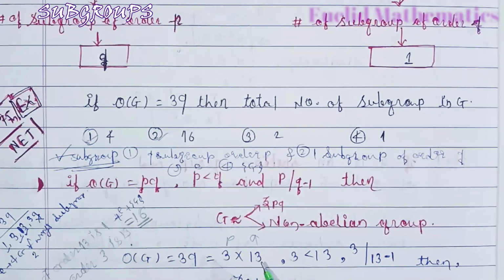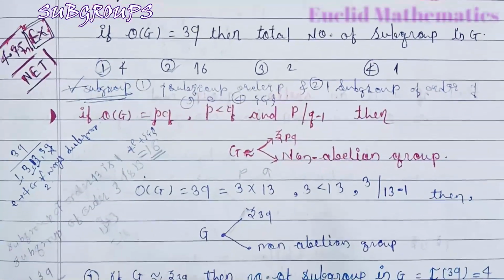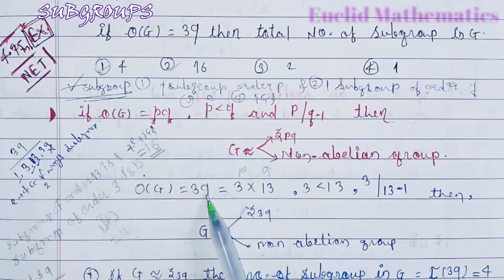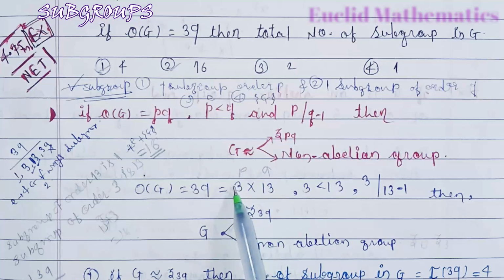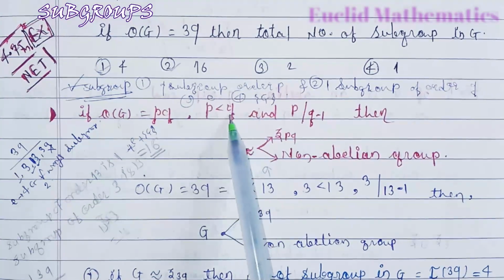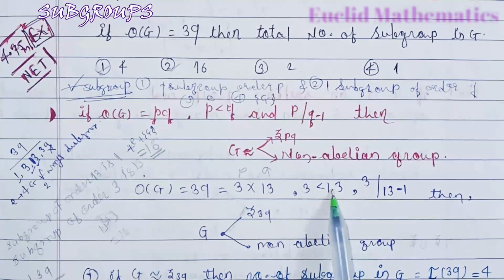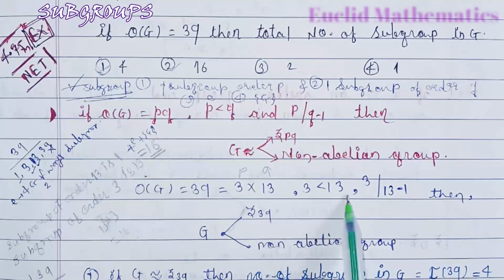Now let's check whether G is isomorphic to Z39. We have two possibilities: the first is Z_pq, and the other is a non-Abelian group. We know the order of G is 39, so I can write it as the product of two primes, p multiplied by q, that is 3 multiplied by 13. Similar to the property, 3 is smaller than 13, so p is strictly less than q. And p divides q minus 1, so 3 divides 13 minus 1, which is 12. Yes, 3 divides 12, so it holds.